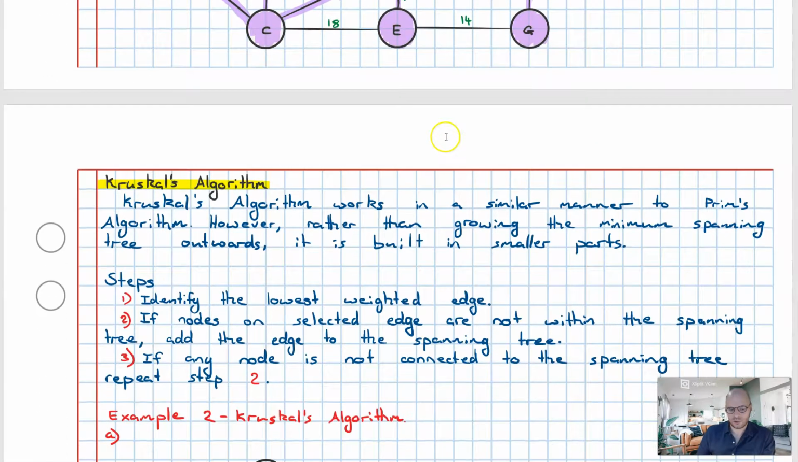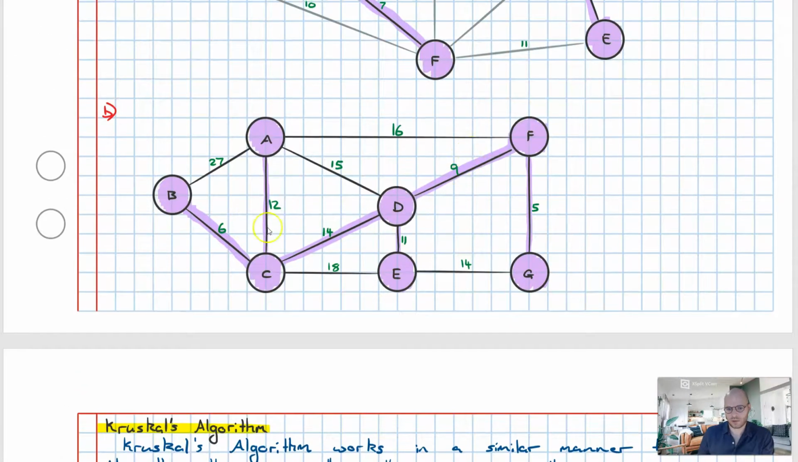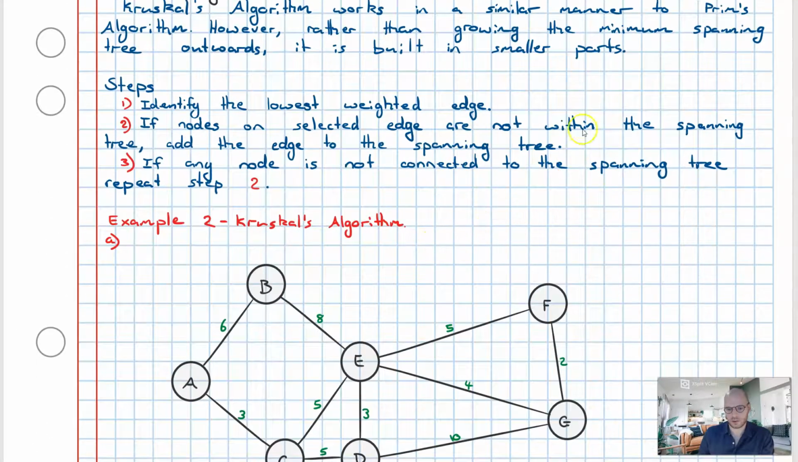Now going down to Kruskal's algorithm, it's very similar to Prim's algorithm. However, we remove one of the restrictions. Within Prim's algorithm, we're only able to branch outwards from nodes that are currently within the minimum spanning tree. With Kruskal's algorithm, we build our minimum spanning tree by connecting smaller parts together. So in Prim's algorithm, we grow it outwards. In Kruskal's, we connect it all together in smaller parts.